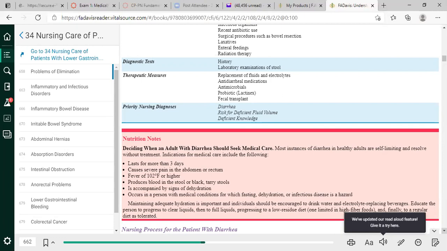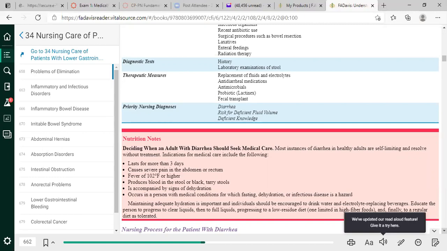And the probiotics are to help the patient get the normal flora back in place. Normal flora are those organisms that are along our GI tract. Antimicrobial treatment is necessary if the diarrhea resulted from an infection or resulted in an infection.